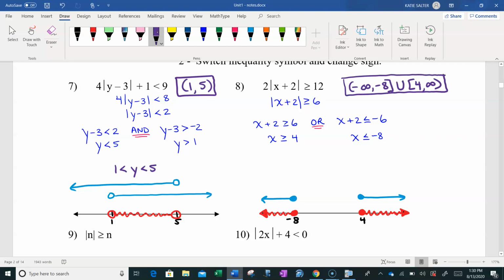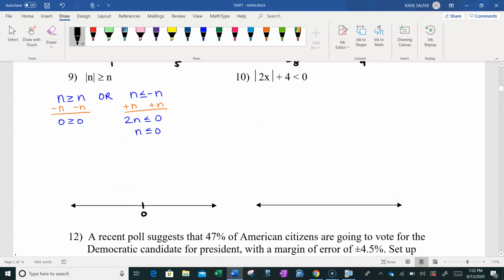Okay, try the next two, and then start the video back. So for number 9, we end up with, for the first one, 0 is greater than or equal to 0.